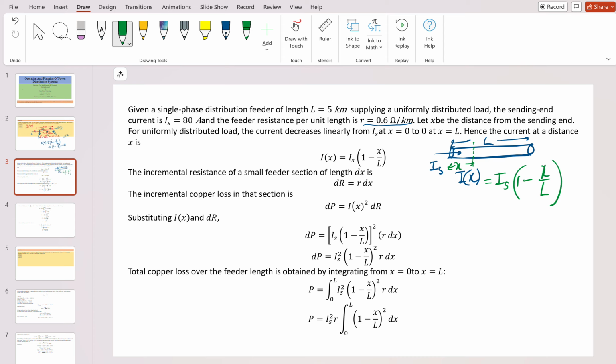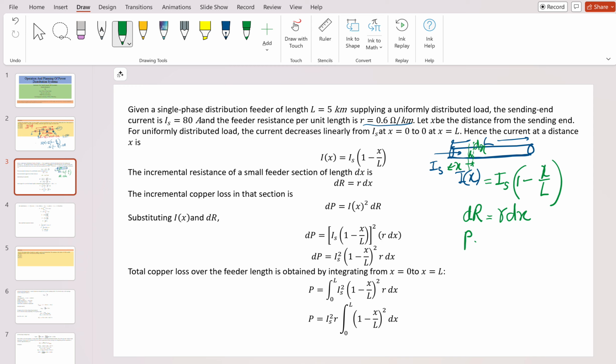And dr means the total resistance till here. Then it will be r dx, because it is till distance x. The resistance will be such that dr is equal to r times dx. Suppose you have taken a cross section of dx here, which you wanted to integrate, and totally you can get the loss.